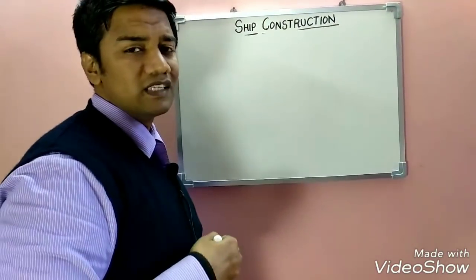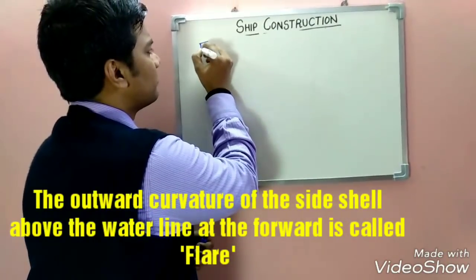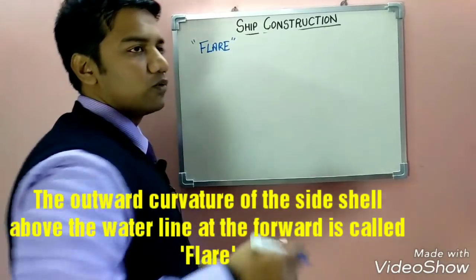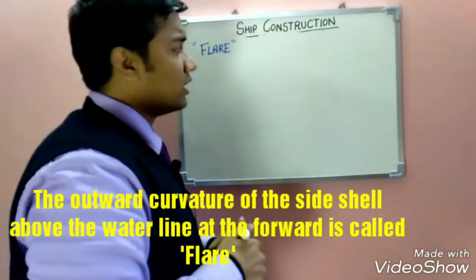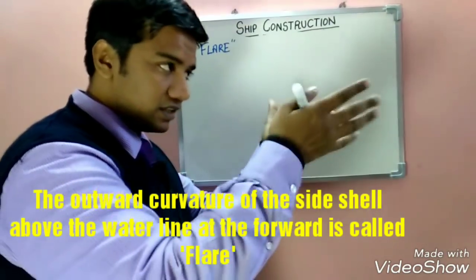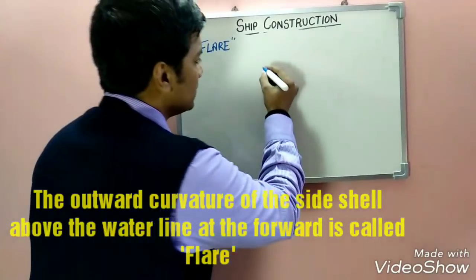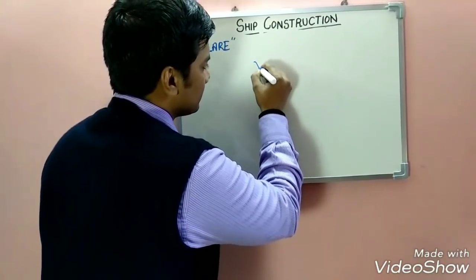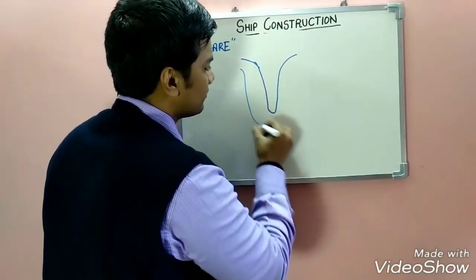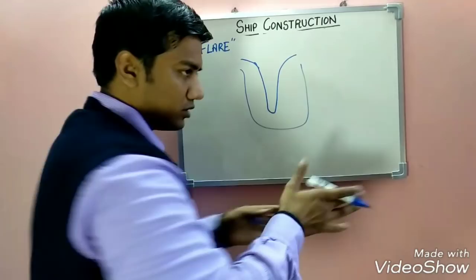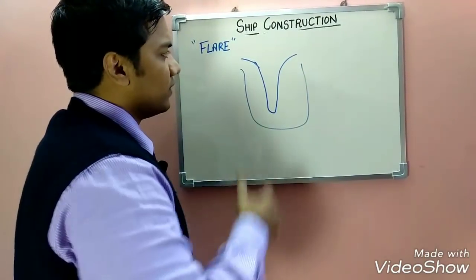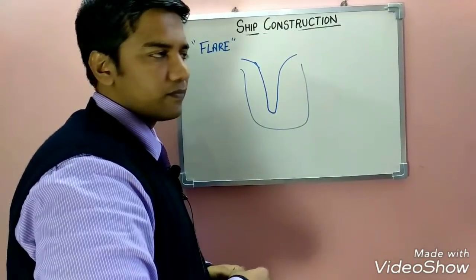So, friends, our next topic is flare. Now, flare is something which is opposite to tumblehome. In tumblehome, we read that it was the inward curvature of the side shell plating. Now, flare is the outward curvature of the side shell plating above the waterline present in the forward region of the ship. This is your flare. The outward curvature of the shell plating in the forward region is called flare. Now, what is the function of the flare?